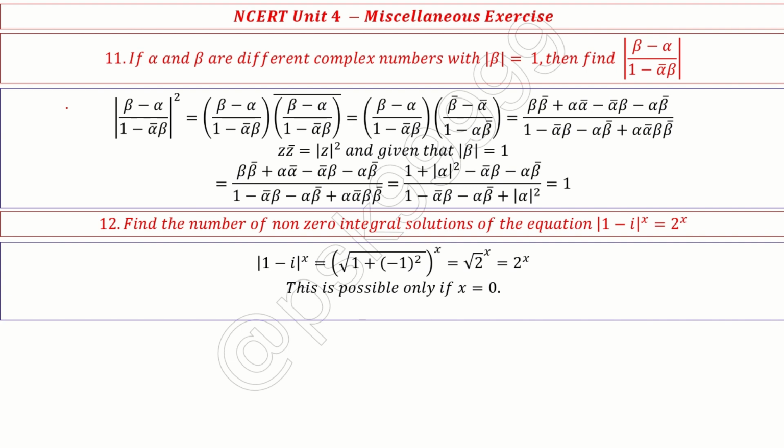So this is possible only if x equal to 0, right? Root 2 to the power x equal to 2 power x is possible only if x is equal to 0. So x equal to 0 is the only solution. But he is asking for non-zero integral solutions, which means there are no possible solutions. The number of possible solutions is 0.